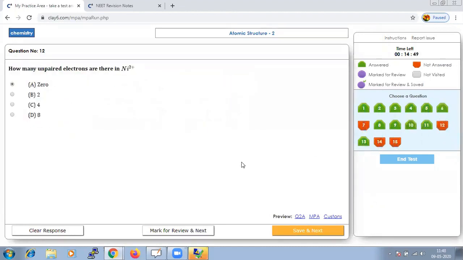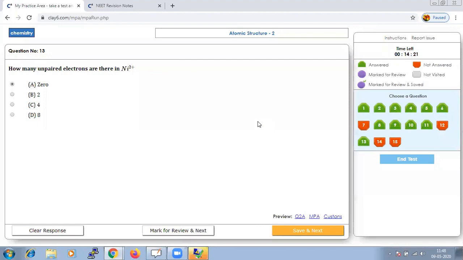How many unpaired electrons are there in Ni2+? If you do an electronic configuration for it, you will be able to find out the number of unpaired electrons present in Ni2+. What will be the electronic configuration of your Ni2+? Based on that, it will be very simple to find out the answer.